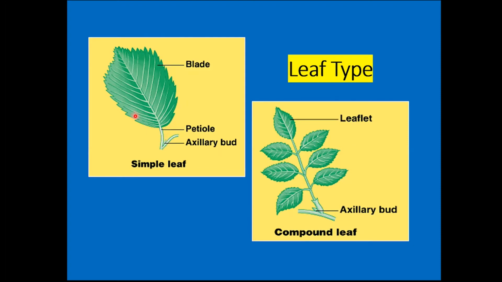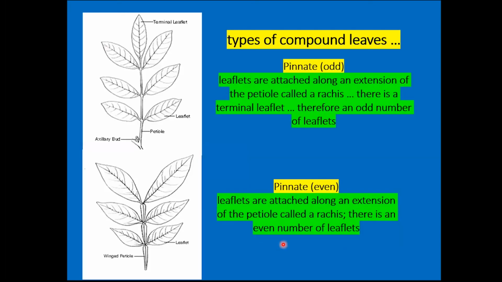Again, this is a simple leaf. Here's a compound leaf. The axillary bud may be there. Here's a leaflet. But again, this whole leaf in the fall would fall off right here. They wouldn't fall off separately here. These are just leaflets. So here's different types of compound leaves. Again, they both fall off down here, but this one has a terminal leaflet. This one doesn't.